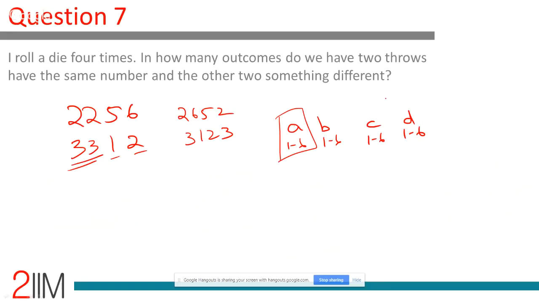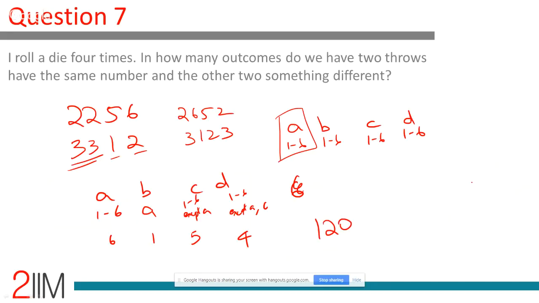And that's one approach. And so what are we doing here? A goes from 1 to 6, 6 options. So let's reconstruct this. A, B, C, D. A goes from 1 to 6, 6 options. B is same as A, 1 option. C should be 1 to 6 except A, that is 5 options. D should be 1 to 6 except A and C, 4 options. 6 into 1 into 5 into 4, 120. 6 into 5 into 4.